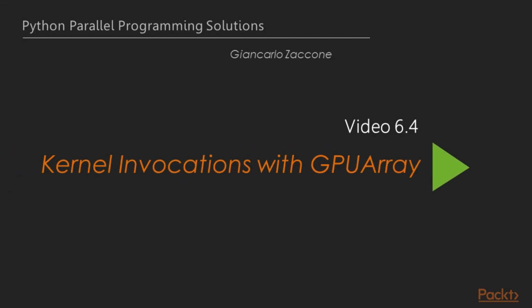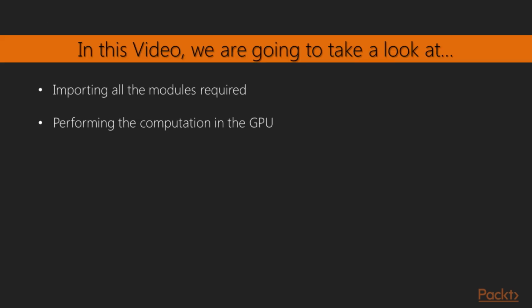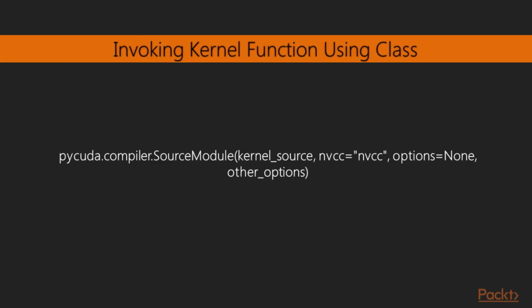In the previous video, we took a look at the PyCUDA memory model with matrix manipulation. This is the fourth video of this section, titled Kernel Invocations with GPU Array. In this video, we'll import the modules and perform the computation in the GPU. In the previous video, we saw how to invoke a kernel function using this class.